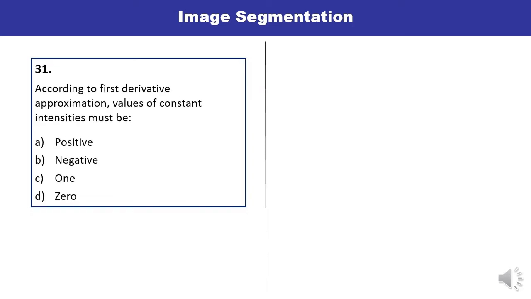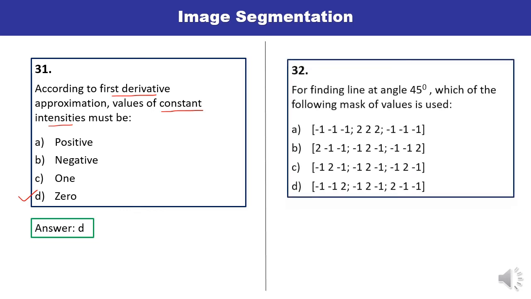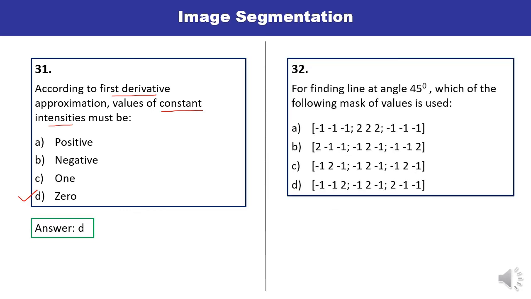Question number 31 is, according to first derivative approximation, values of constant intensities must be. So values of constant intensity must be 0. D is correct answer. Next question, for finding line at angle 45 degree, which of the following mask of values is used? See here, line is at an angle of 45 degree. So read all the options carefully. You will find B is the correct answer.